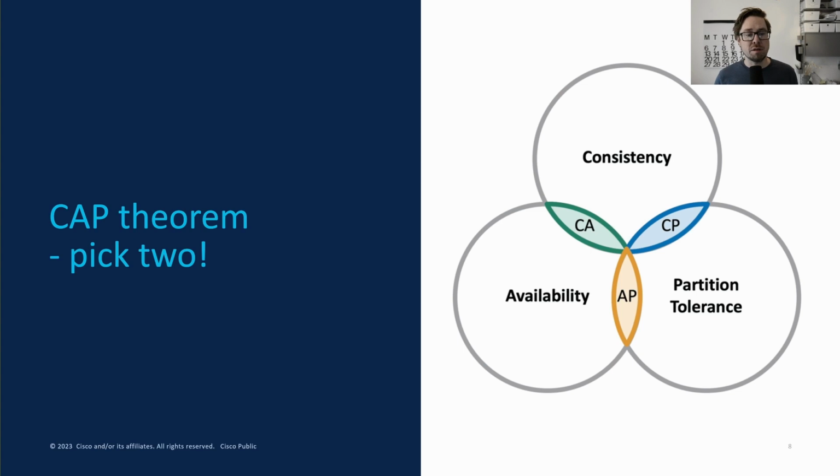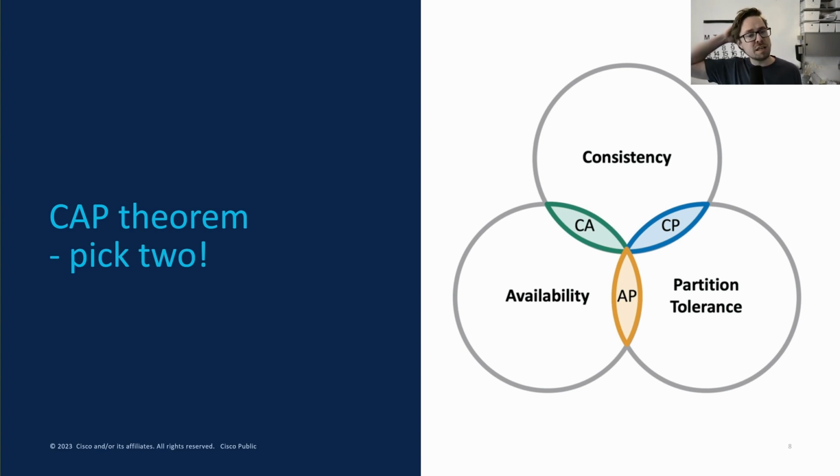The CAP theorem is a paper published by Eric Brewer, I think. It lists 3 properties for distributed stateful applications, right? So we have consistency, availability, and partition tolerance. And we can only choose 2 of these.